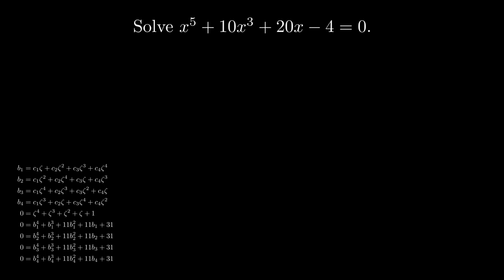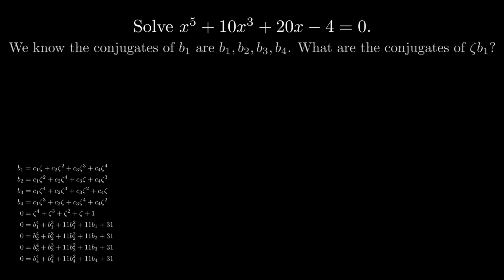What do we do? Well, here's where we pull out the only small idea that isn't generally repeatable. Let's look at zeta times B1. Applying rho, splitting the product, and applying rho, we get zeta squared times B2.